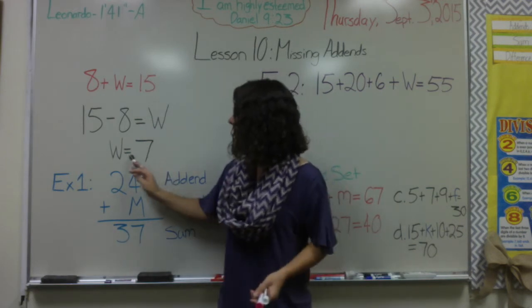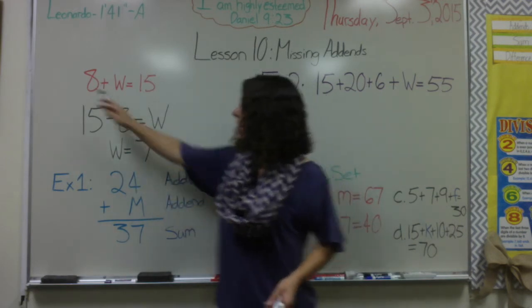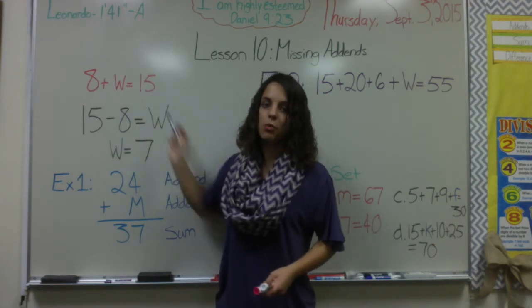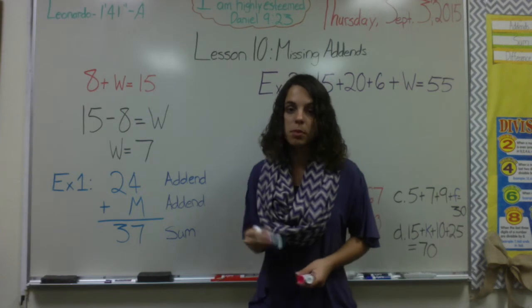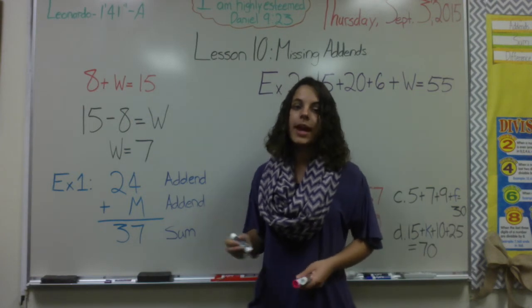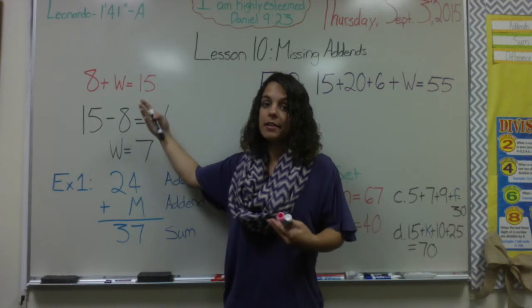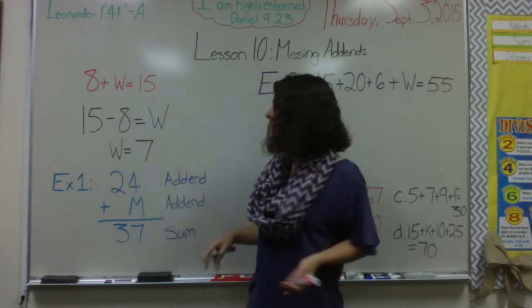Then whenever I plug 7 back in, 8 plus 7 does in fact equal 15. That's how you would prove your answer to be correct. You would just plug it right back into the problem, and if you get 15 as your answer, or the sum, then you know for a fact that you are correct.